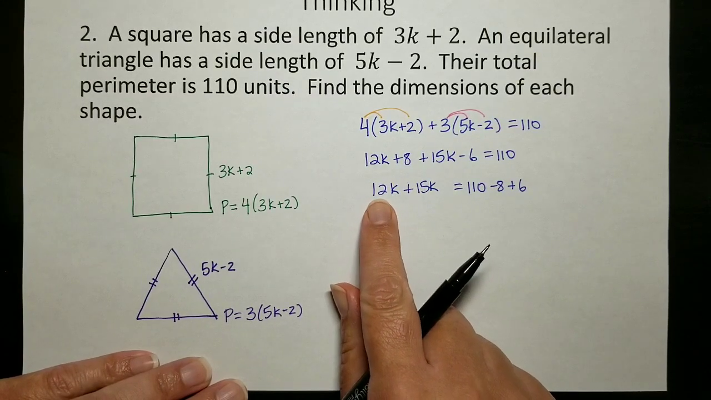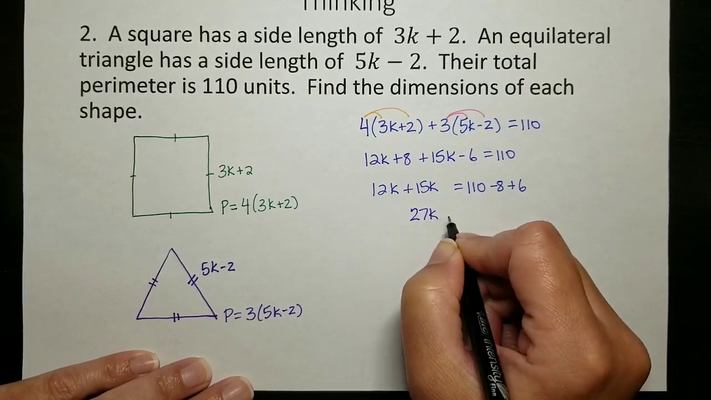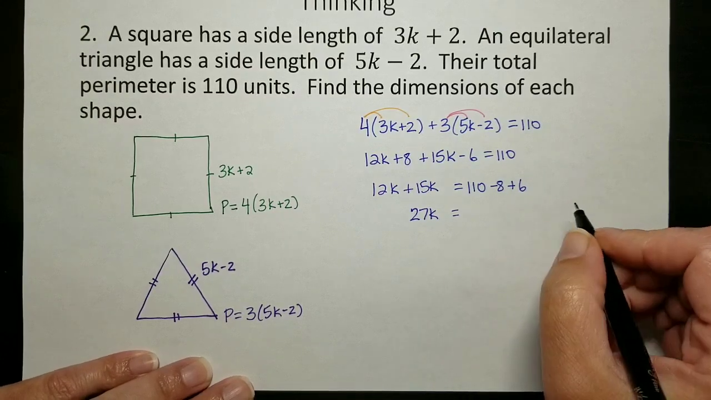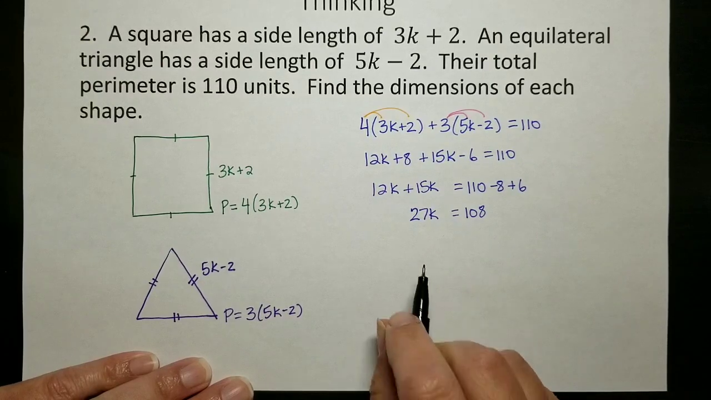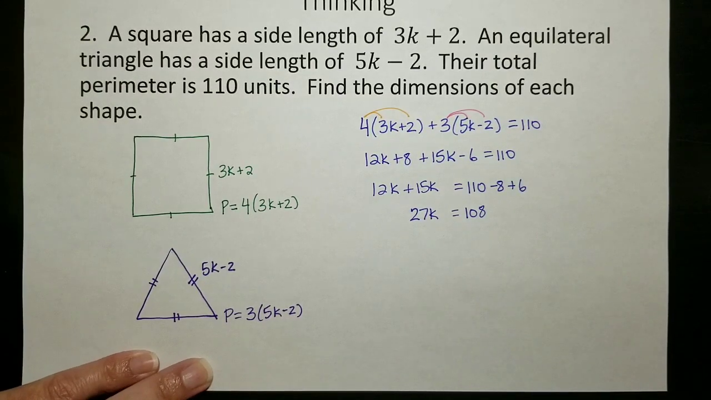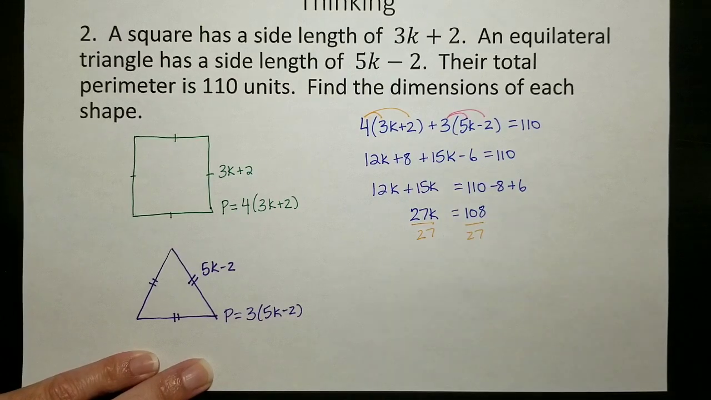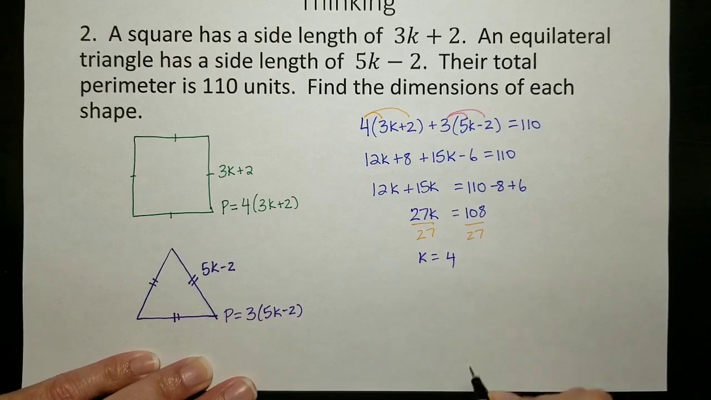So here we get 12k plus 15k is 27k. And 110 minus 8 plus 6 is 108. Dividing out to get k by itself, I have 27 times k, so I have to divide by 27. I get k equals 4.